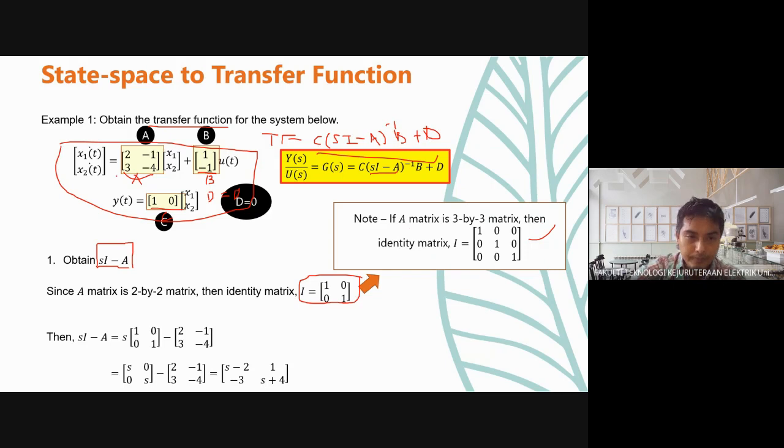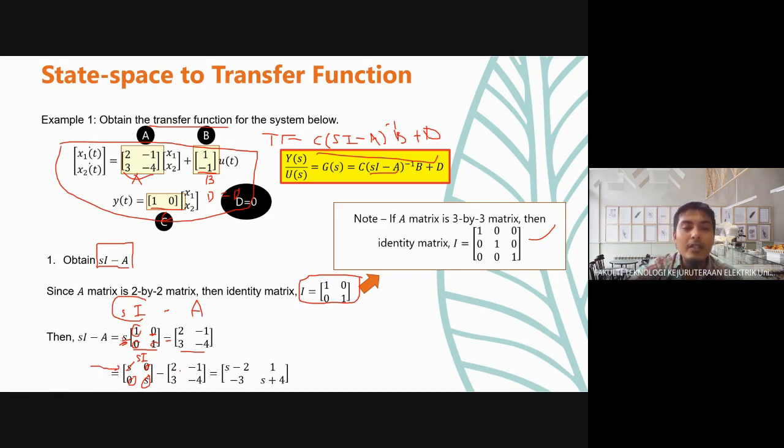So what will your sI minus A become? This is s, this is I, minus, this is the A matrix. Now s multiplied with I minus the A matrix. s multiplied with I gives the result sI: s multiplied with 1 becomes s, s multiplied with 0 becomes 0, s multiplied with 0 becomes 0, s multiplied with 1 becomes s. So you have the sI matrix here.